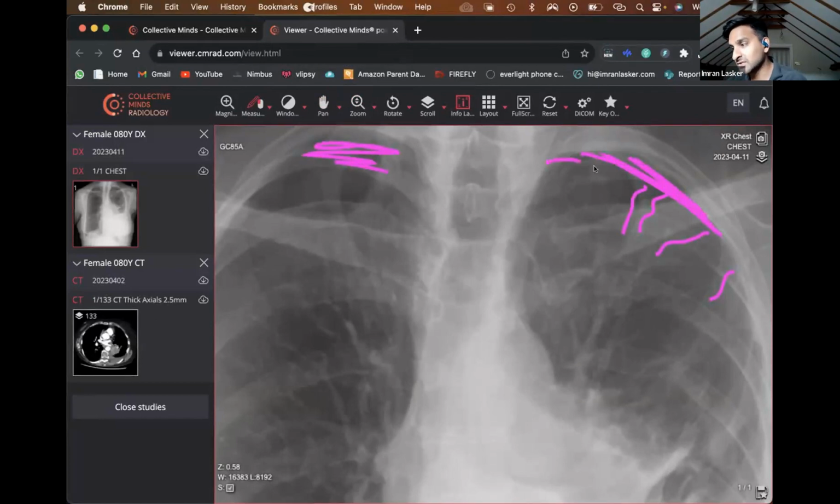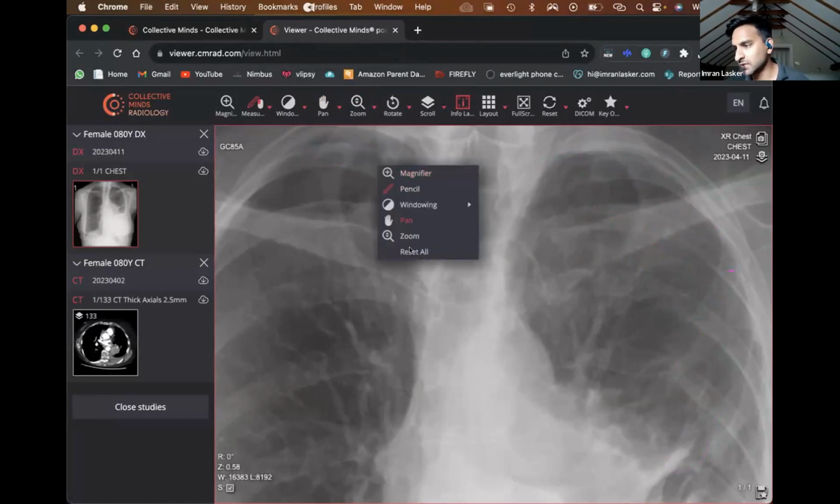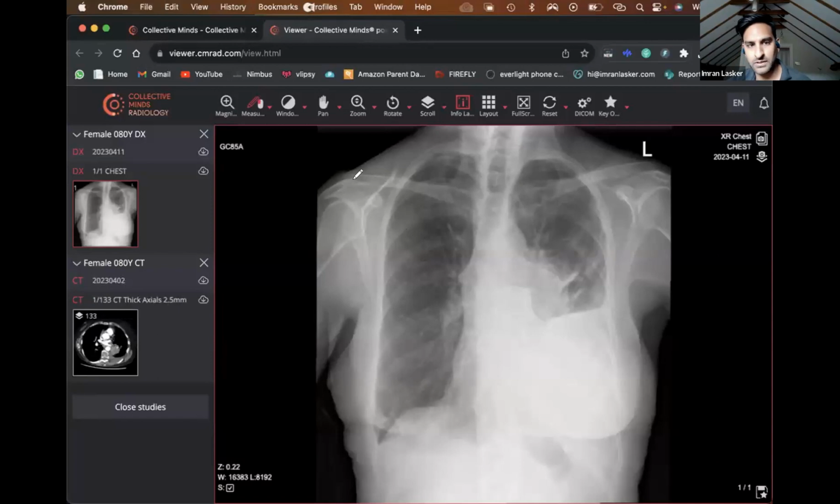And the other thing you're looking for with pneumothoraces is, let's just move that out of the way, a bubble-like appearance like this, right? So that's the other thing you'd be looking for when you're looking for a pneumothorax, a collapsed lung, because that's essentially what it is.